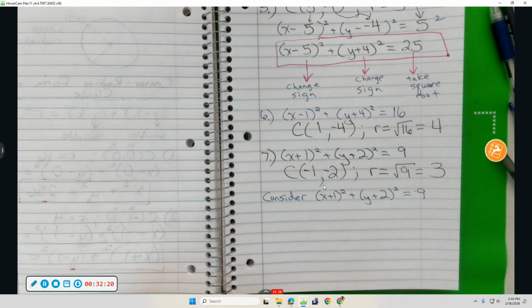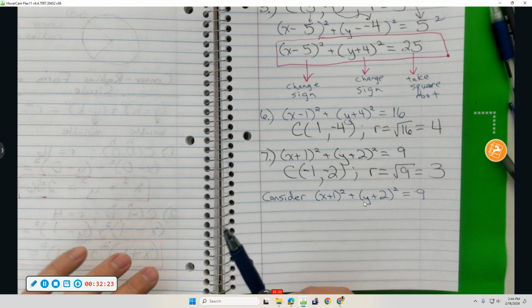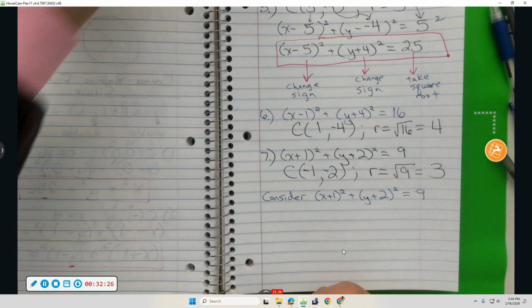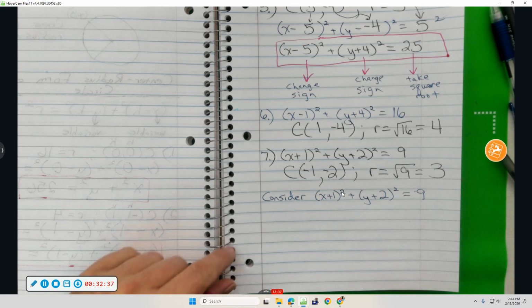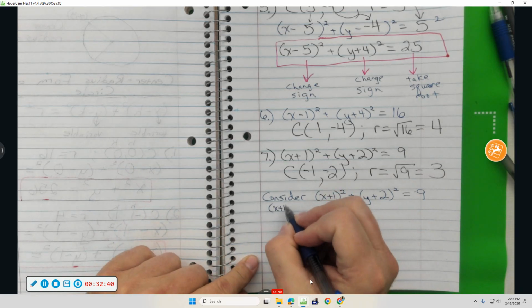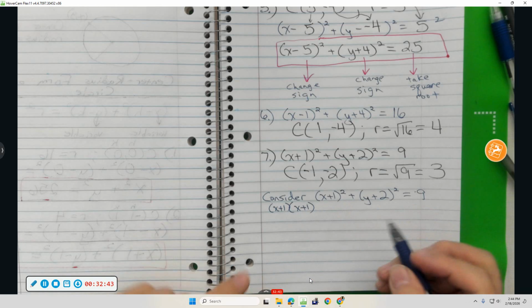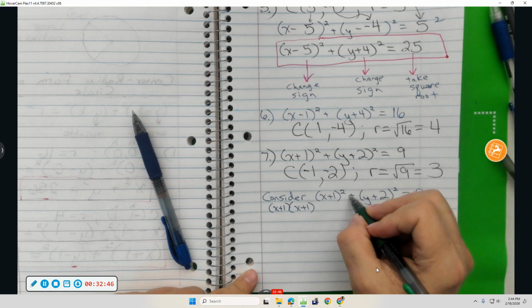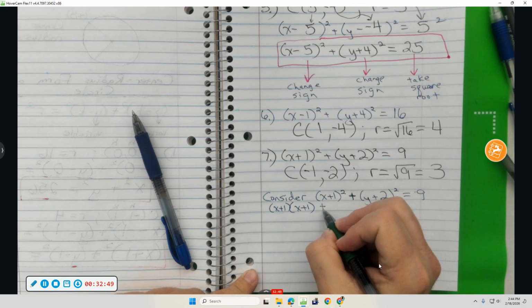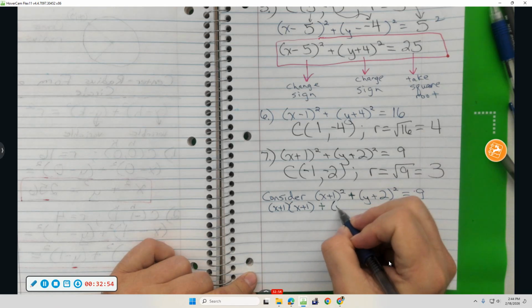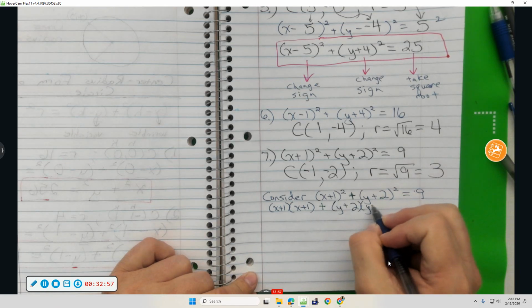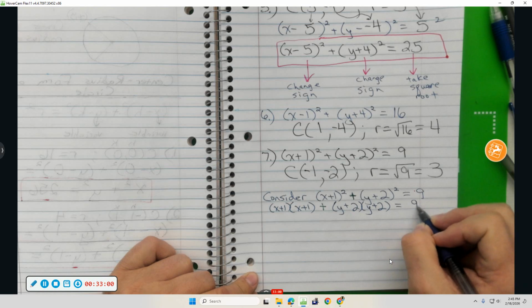What he's about to do is foil out this part and foil out that. I guess in our fervor, we gave away the big question. How do you square a binomial? It's not just x squared plus 1 squared. If it's a sum or difference, to square it, you have to write it twice: x plus 1 times x plus 1. And then for y plus 2 squared, you have to write it twice: y plus 2 times y plus 2 is equal to 9.